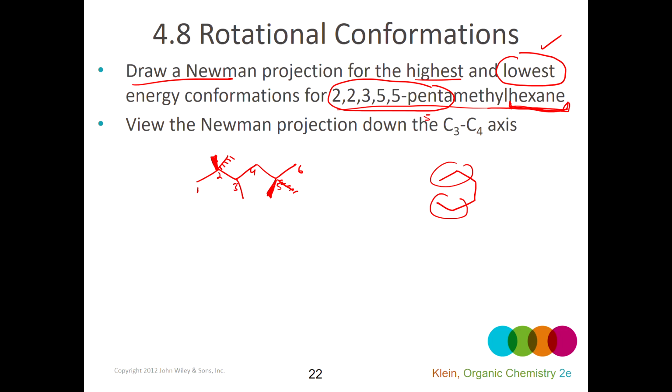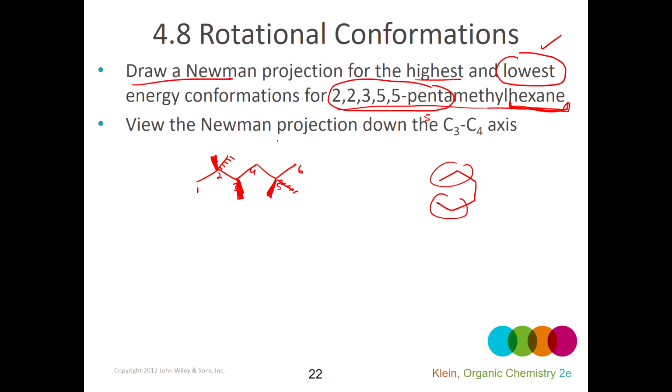If I make this methyl group here with a solid wedge, it's not the same structure as if I make it with a dash wedge. Those 2 structures would not be superimposable, they're not identical, and they have to have different names, and so we're going to talk about that in chapter 5. But for now, let's just assume it had a solid wedge so we can answer this question.